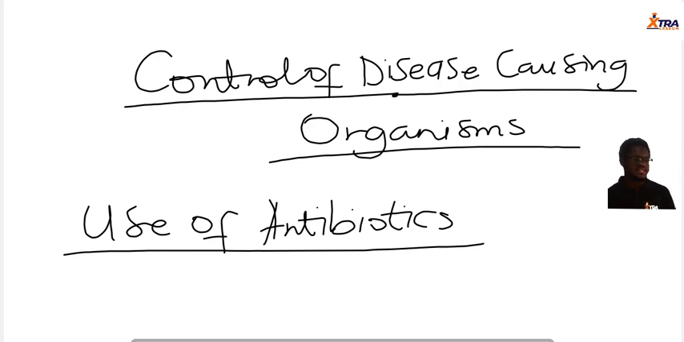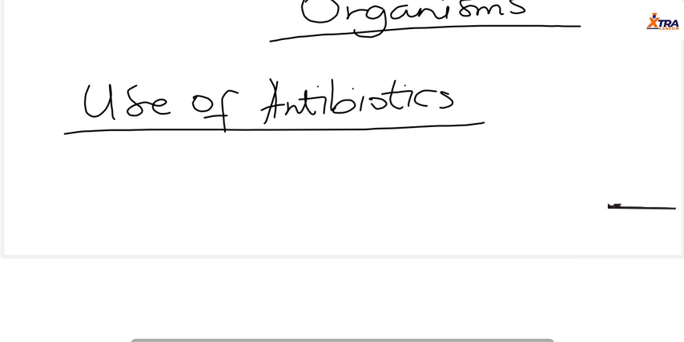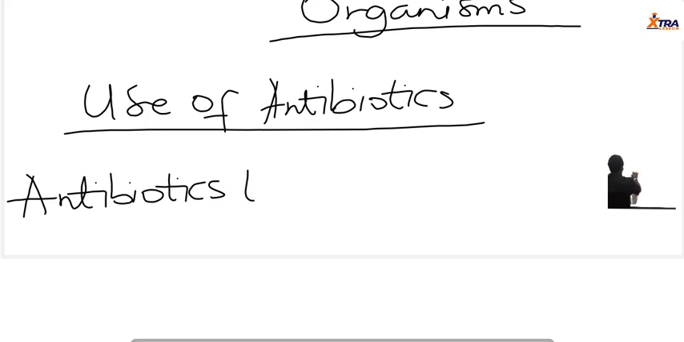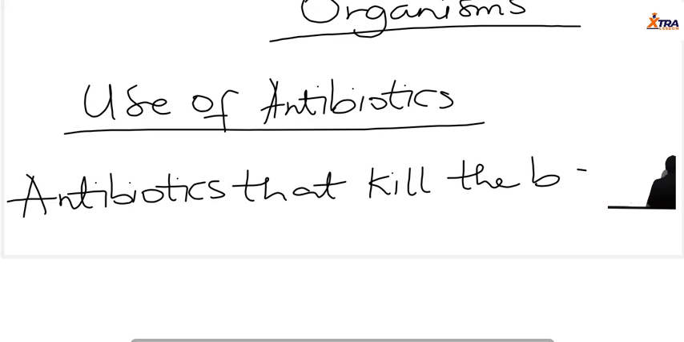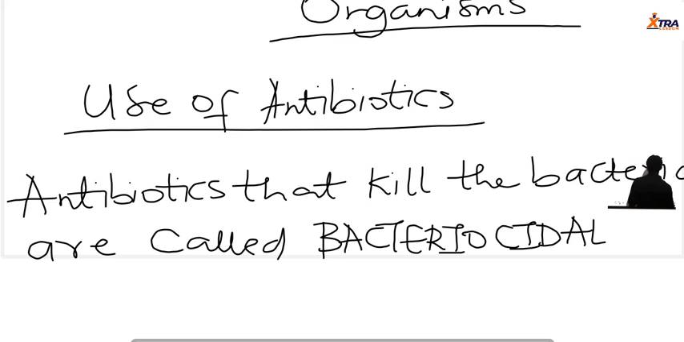Now, what is the goal of antibiotics there? We have different forms. We have some antibiotics that can kill the bacteria. So we refer to those antibiotics as bactericidal. Antibiotics that succeed in killing the bacteria are called bactericidal.